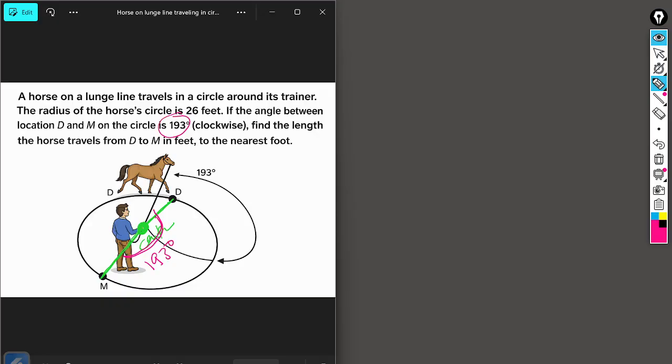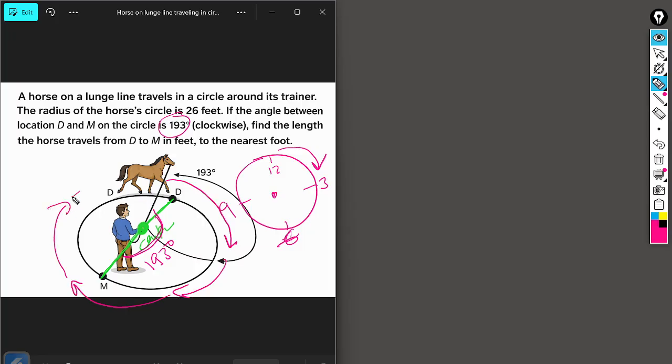Clockwise, you can say that we are using, like, if we have a clock, so here is clockwise, as it shows up here, the movement of the horse is clockwise. That's why the angle is something like this from here to here, which is 193 degrees. Find the length of the horse's travel from D to M.